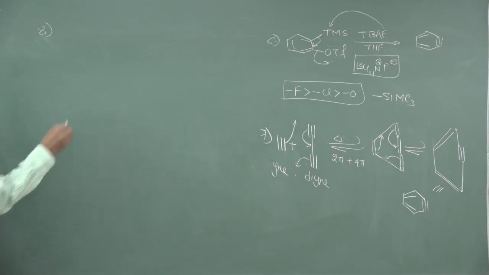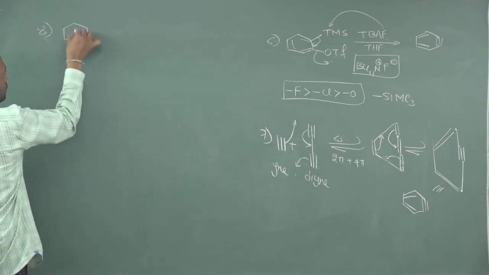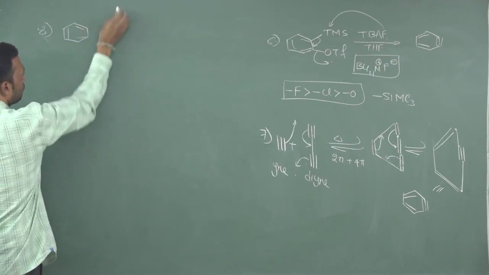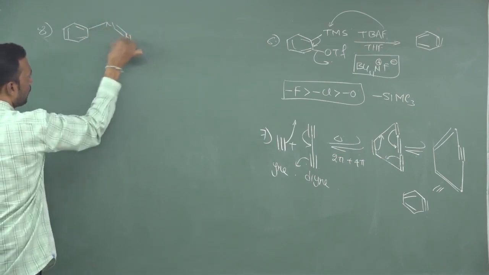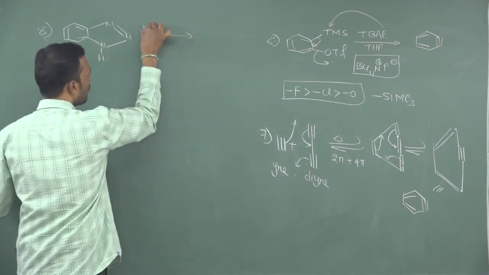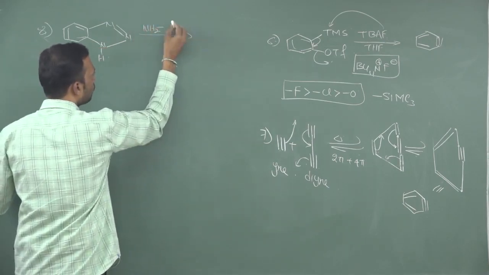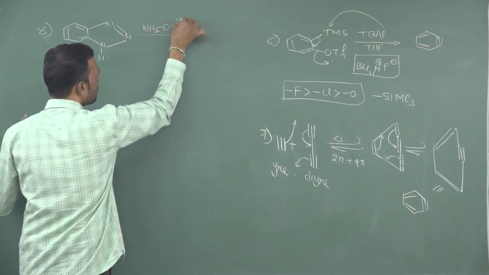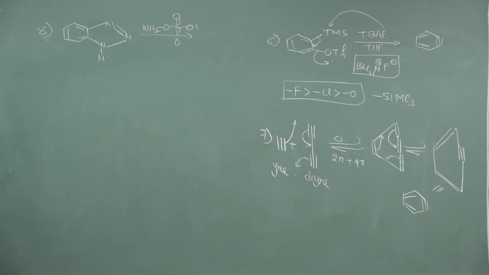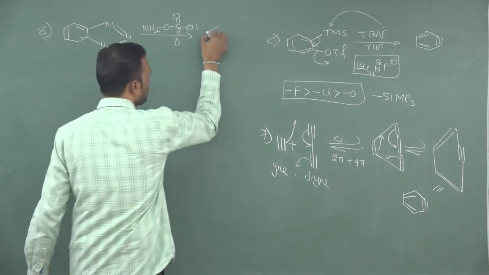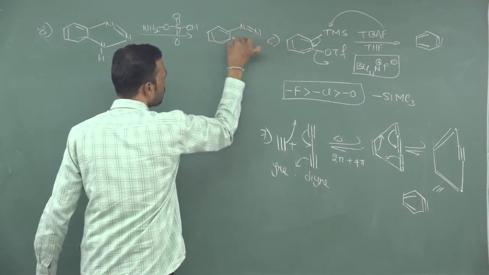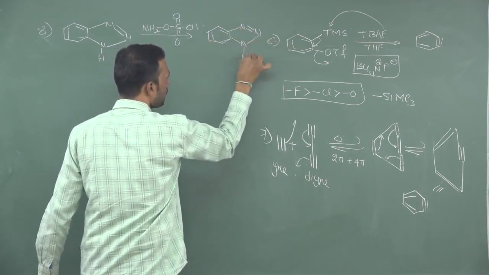Clear? Now this is called benzotriazole. This is nitrogen double bond and here one more nitrogen and see this is hydrogen. So this is reacted with aminosulfonic acid. This is an aminating agent, aminosulfonic acid. Now what happens? See, the nitrogen hydrogen gets replaced by this group. Nitrogen nitrogen double bond and see this nitrogen gets aminated.